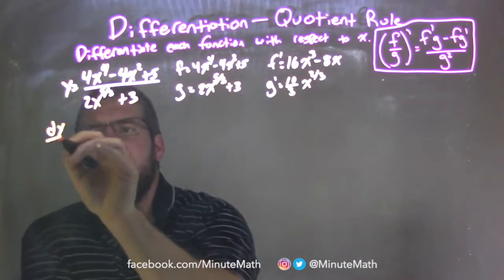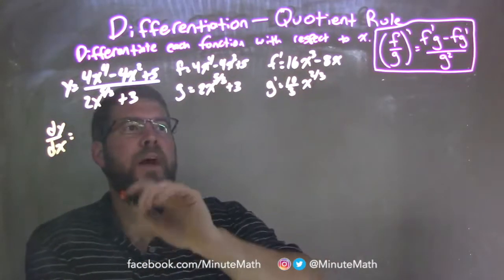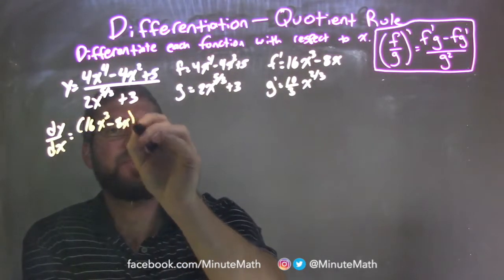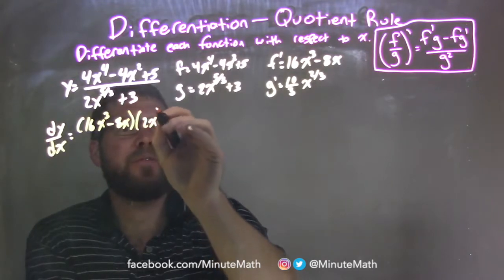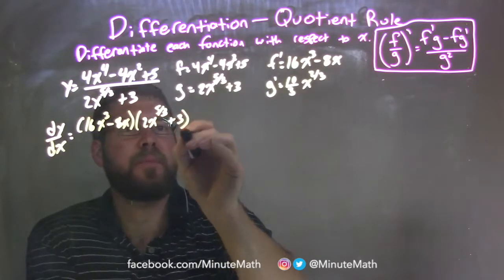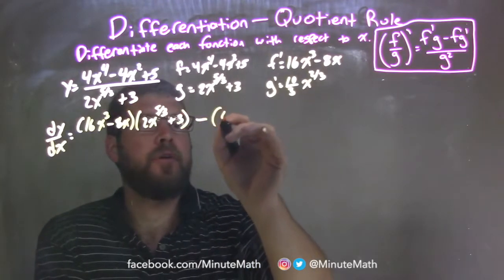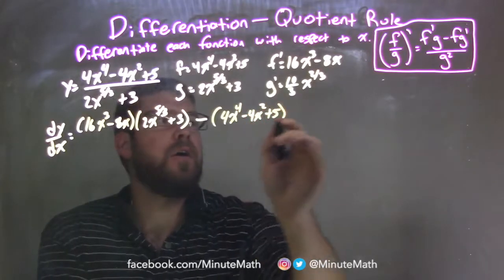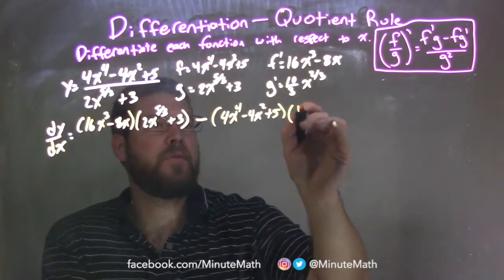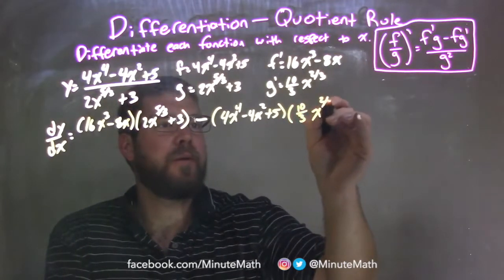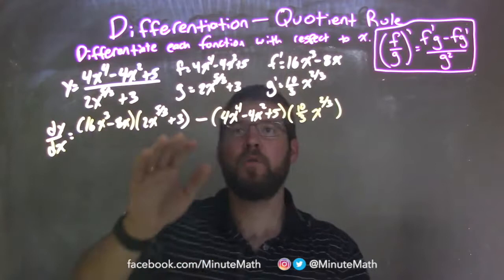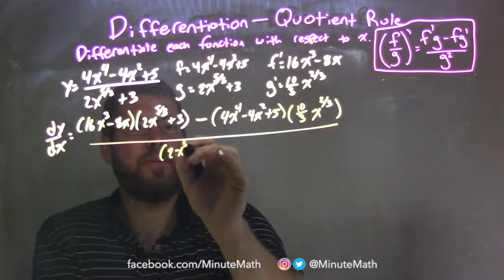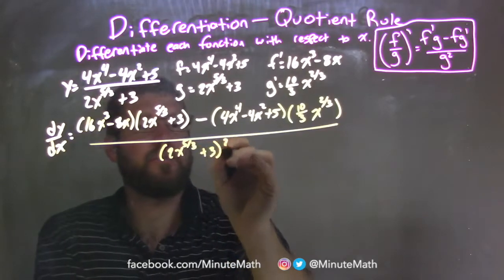So dy dx here. Apply the quotient rule, f prime, which is 16x to the 3rd minus 8x, times g, which is 2x to the 5/3 power plus 3, minus f, 4x to the 4th minus 4x squared plus 5, times g prime, which we found to be 10/3, x to the 2/3 power. All over my denominator, squared, which is 2x to the 5/3 plus 3 squared.